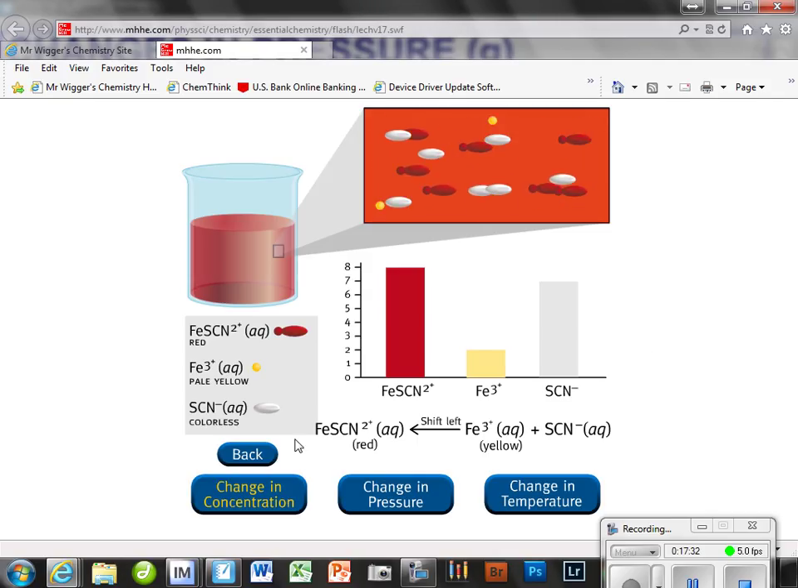And going the other way, we take this guy, break him up, and we can make more of this. But it also makes more of this, because every one of these that I break up creates one of these and one of these, right? That's what the coefficients tell us. The ratio in the balanced equation is 1, 1, 1. All the coefficients are 1.